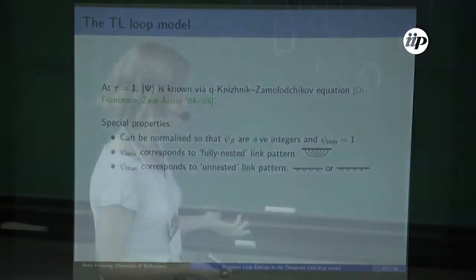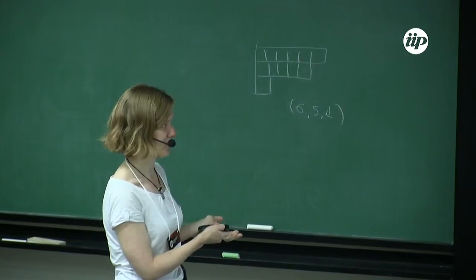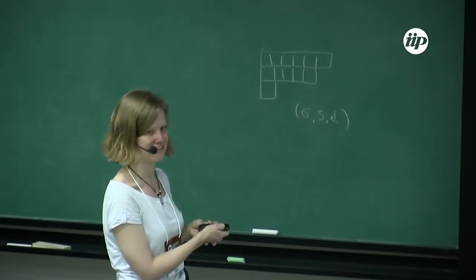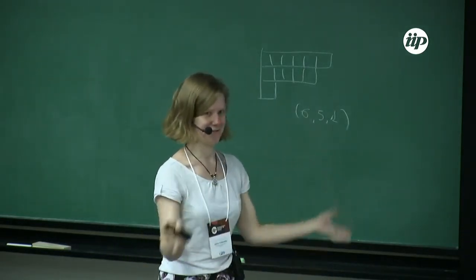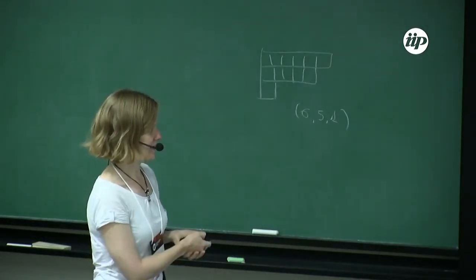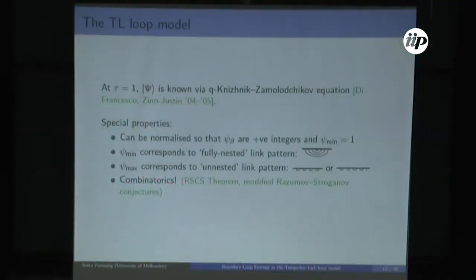So in the periodic case, there's more than one of each of these pictures. So there's more than one link pattern that looks like that, and there's more than one that looks like that. So in that case, each of them has the same weight. The components are these positive integers, and there is a whole lot of combinatorics that falls out of this model, which is what makes it so special. So this equals 1 is known as the combinatorial point because of this.